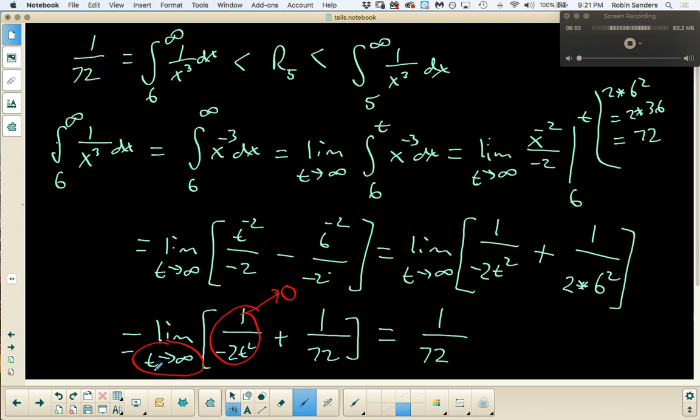Okay, well, what about the other improper integral? Let's look at how we find it. The improper integral between 5 and infinity of x to the minus 3 dx is going to be the limit as t gets big. It's exactly the same kind of problem.